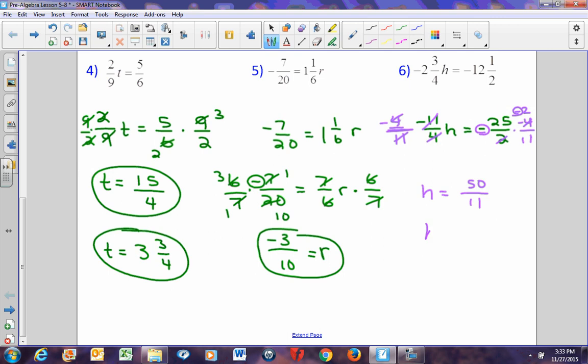And if I change that to a mixed number, that would be 4, and that'd be 44. So that'd be 4 and 7/11. Well, 44 and 6/11. 44 and 6/11, not 7/11. Boy, I'm having a lot of trouble today. It's 50 minus 44 is 6, so 4 and 6/11.